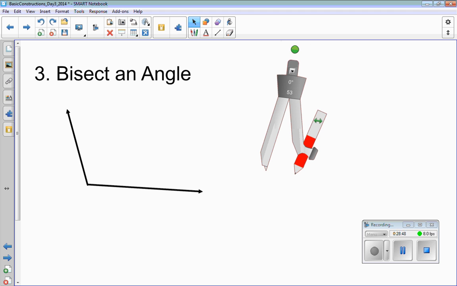Cut in half. Good job, Julian, okay? So we're going to actually cut it in half. We're going to create an angle bisector. So this was actually a pretty easy construction. I'm ready for easy, aren't you?